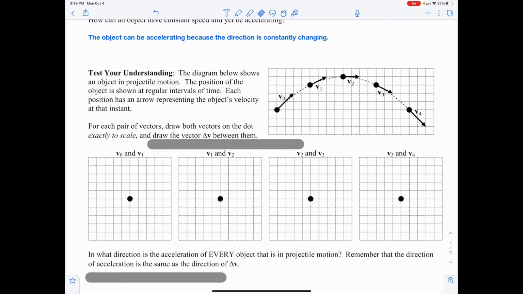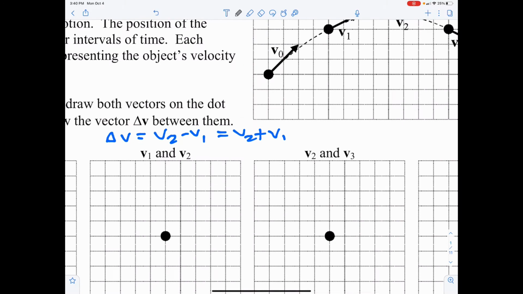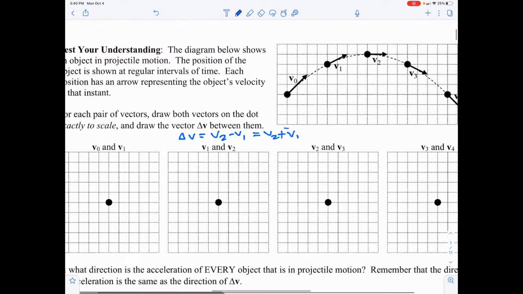For each pair of vectors, draw both the vectors on the dot exactly to scale, and then draw the vector delta v between them. Okay, so something to note about delta v. This vector delta v is the change in velocity. It's v2 minus v1, or the second velocity minus the first velocity. Or you could look at it as v2 plus a negative v1. It's another way to look at it.